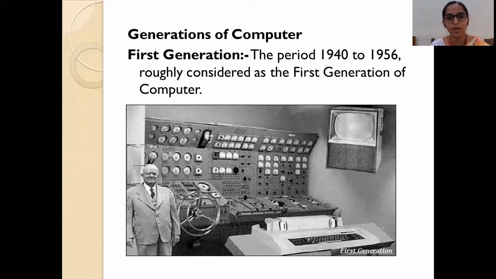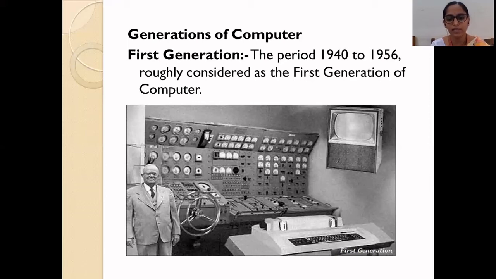The period of the first generation computer is 1940 to 1956. Okay, the first generation computer was developed using vacuum tubes. Input of this system was based on cards and paper tape, and output was displayed on printouts. In the first generation computer, vacuum tubes were used. That's why the computer size was bigger, like a whole classroom.